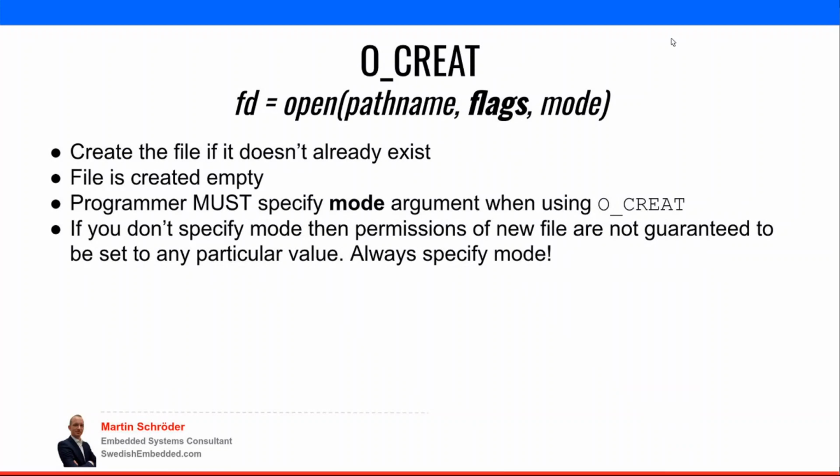We also have the creation flag, O_CREAT, and this flag specifies whether we want to create the path name if it doesn't already exist. The file is created empty, and the program must specify the mode argument when using O_CREAT. If you don't specify the mode argument, then you can never be sure what permissions the file is going to have. That's not guaranteed, so you always have to specify the mode, which in this case would be the permissions of the newly created file. And if you do that, then you get guaranteed permissions set to whatever value you specify.